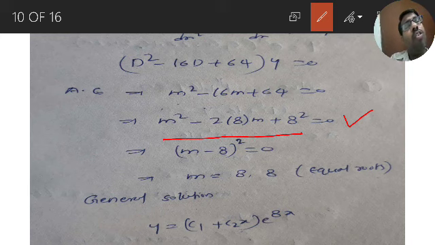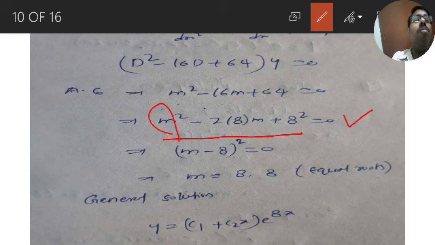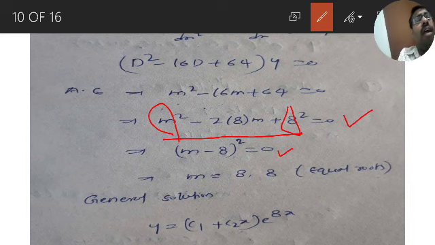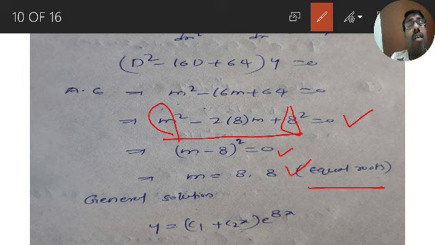So what is its form? a square minus 2ab plus b square, that is a minus b all square. What is a here? m. And what is b here? 8. So m minus 8 all square, which means m minus 8 into m minus 8, that is m is equal to 8 comma 8, real and equal roots. Once the roots are real and equal, what is the general solution? The general solution is y is equal to c1 plus c2x into e power of 8x.